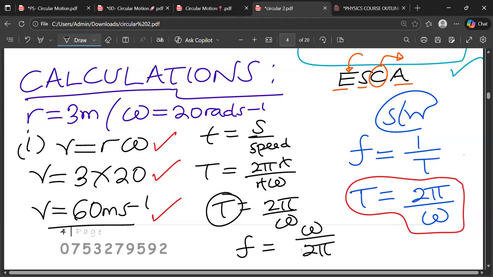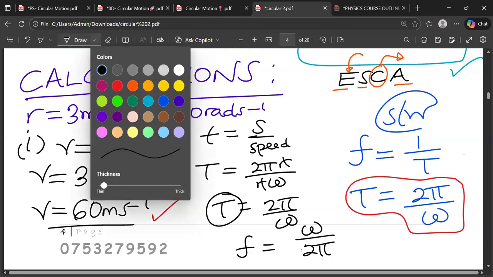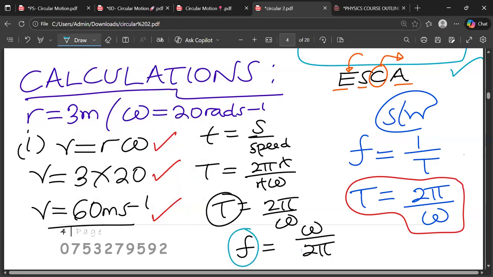Why am I doing all this? The question is asking us for what? For frequency. But we have omega, so that means it can hold.